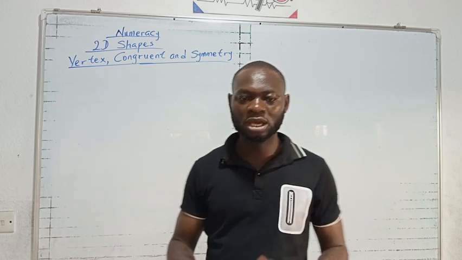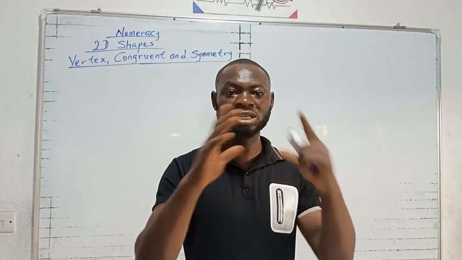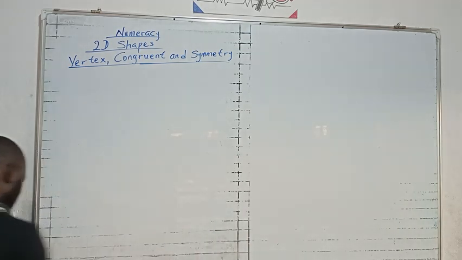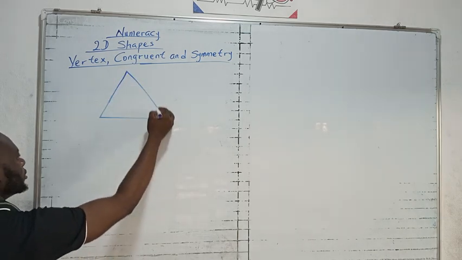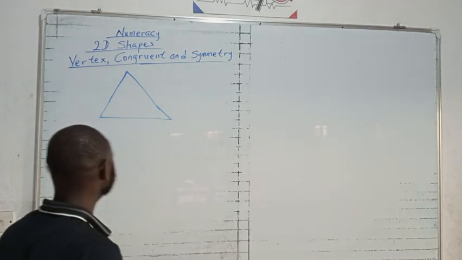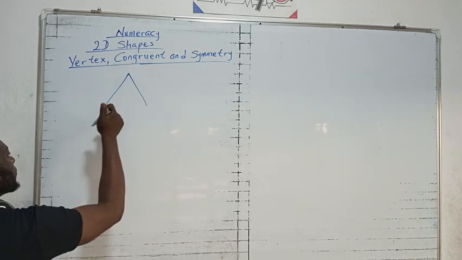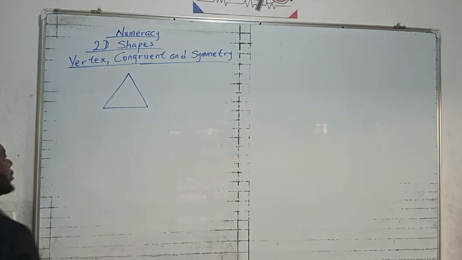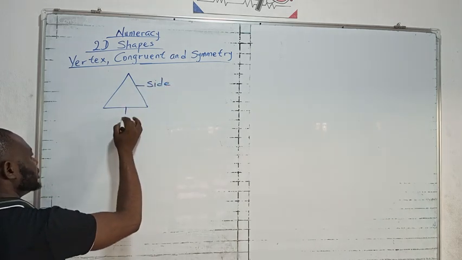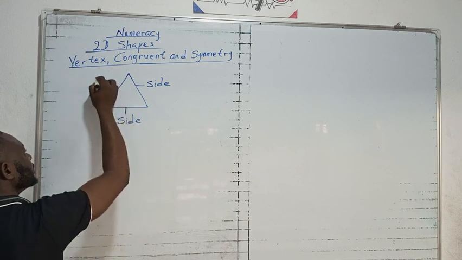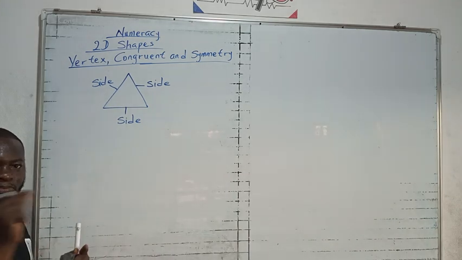Now let's start with vertex. A vertex is simply a point where two sides in a shape meet. A vertex is a meeting point. Alright? So suppose this is a shape. This is a triangle. So if this is a triangle, you notice that this is a side of this triangle. This is a side of this triangle. And this is the top side of the triangle.